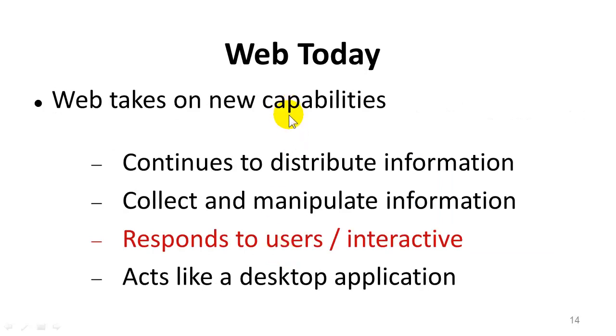So the web today has taken on new capabilities. It continues to distribute information. It continues to collect and manipulate information. Now it is responding to users. It is interactive, acting more like a desktop application than a traditional website.